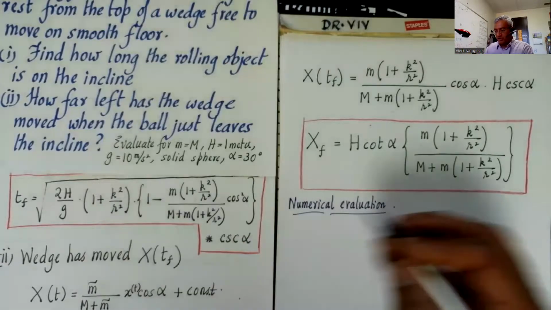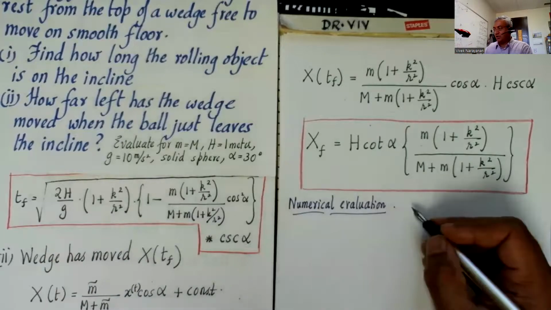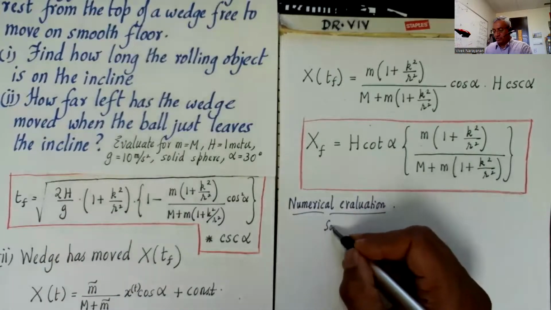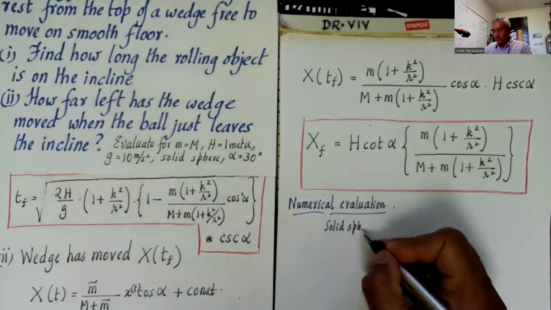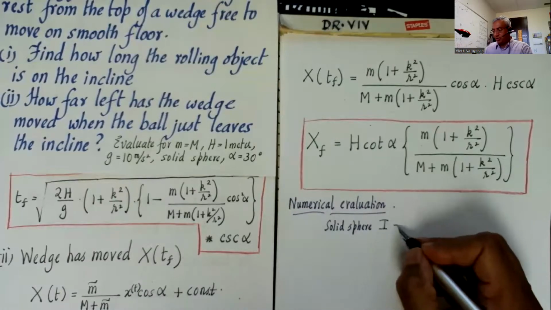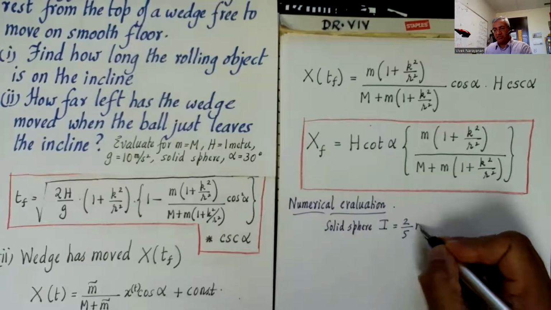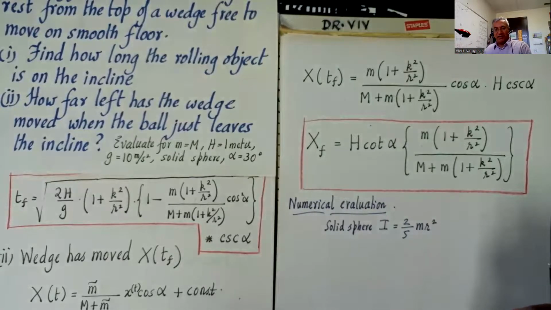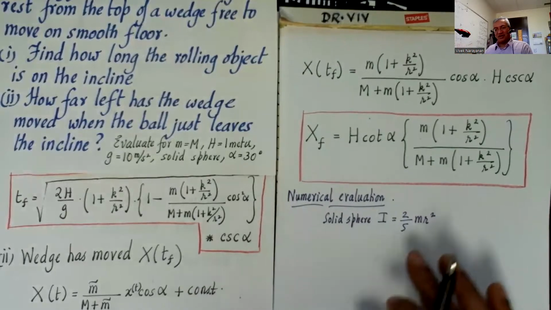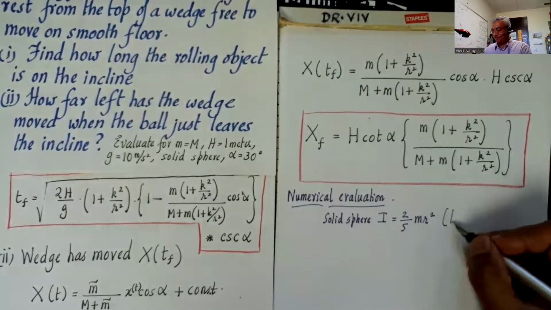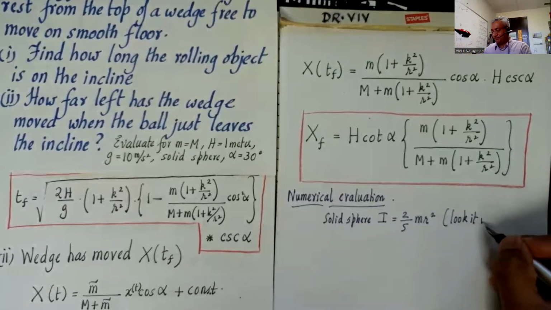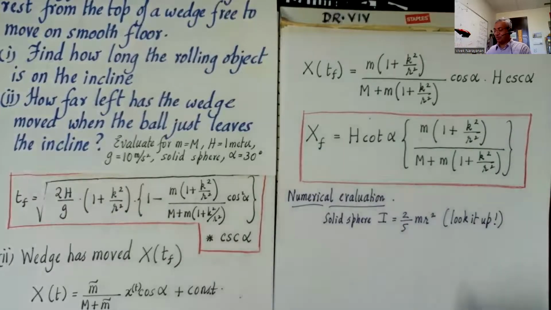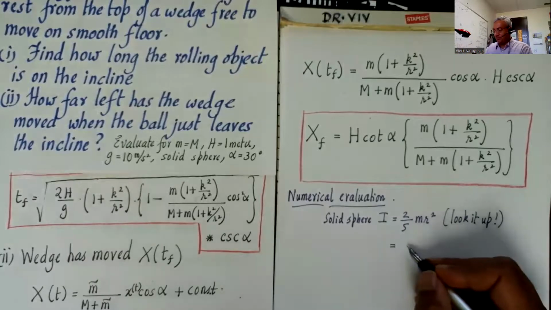So first of all, let me write down, figure out what k is. So for a sphere, I remember that the moment of inertia of a sphere is 2/5 mr squared. Now, I don't want to make this video unnecessarily long and try to derive it, although I could. So I'm going to just ask you to look it up. Okay, now that is equal to mk squared.